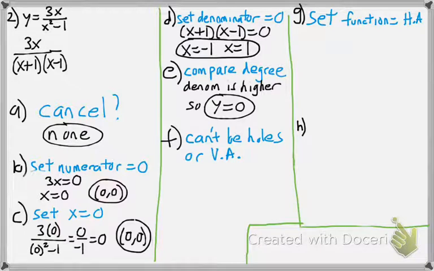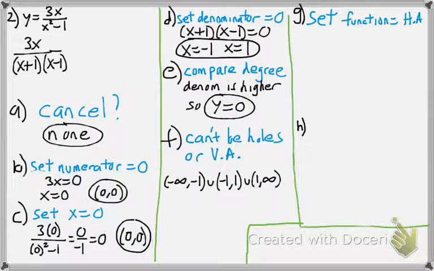For part F, this is the domain, and again, it can't be any holes or vertical asymptotes. Now, I don't have any holes on this one, but I do have vertical asymptotes. So I'm going to start at negative infinity and work my way up to negative 1, and then negative 1 to 1, and then 1 to infinity.